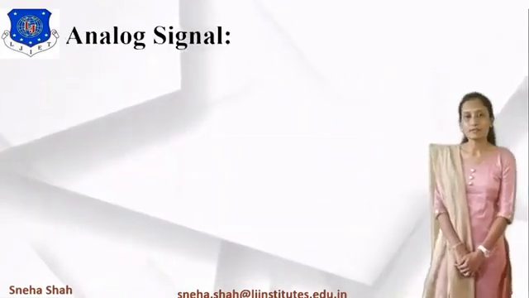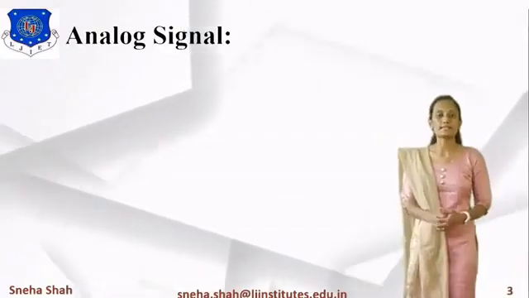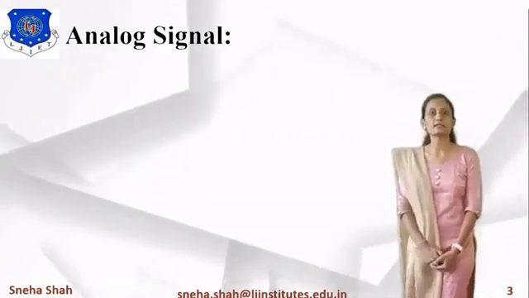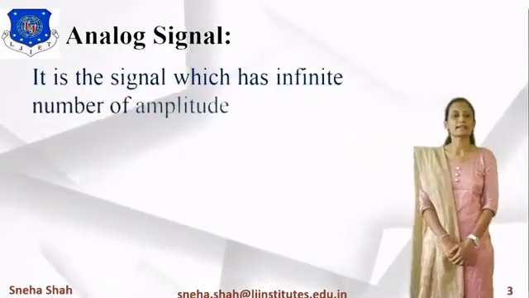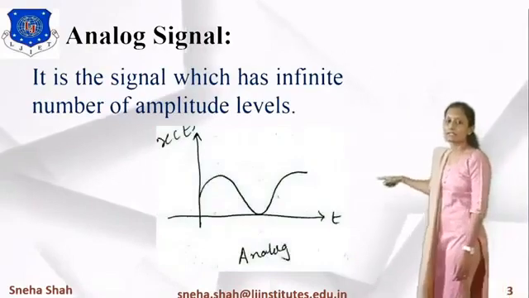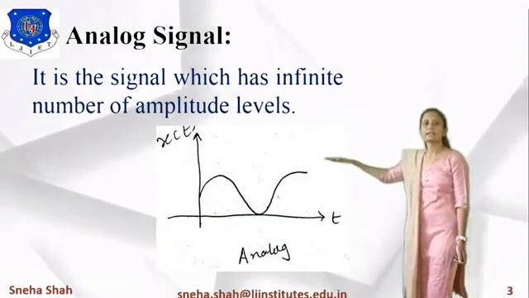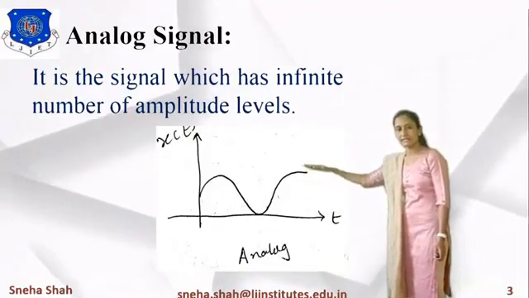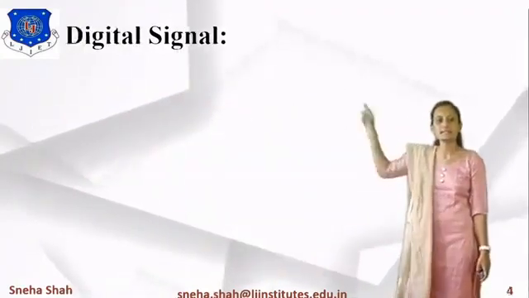Now let us define the first signal type, the analog signal. An analog signal is a signal which has an infinite number of amplitude levels. If we draw the analog signal, it will look like this. From this diagram, you can see that it has an infinite number of amplitude levels. So it is considered an analog signal, and if the amplitude levels are finite, then it is considered a digital signal.